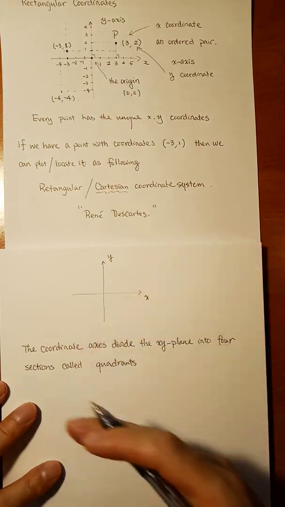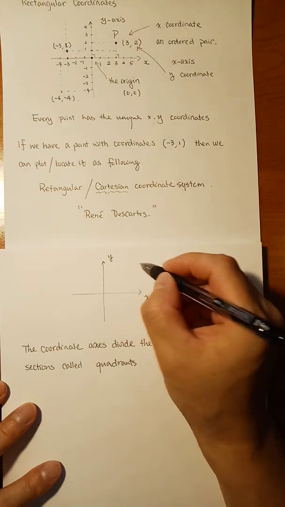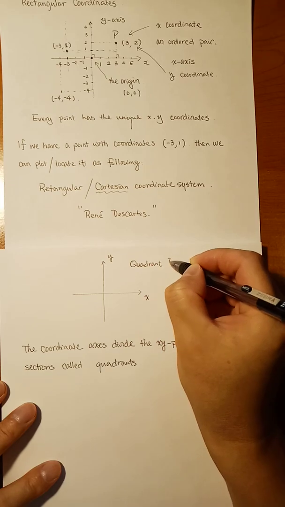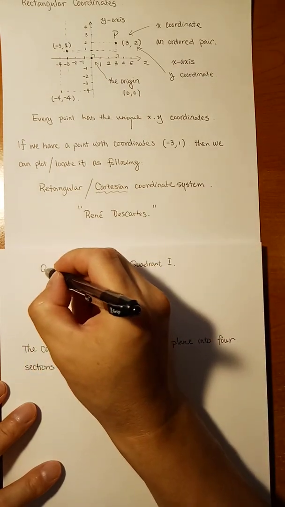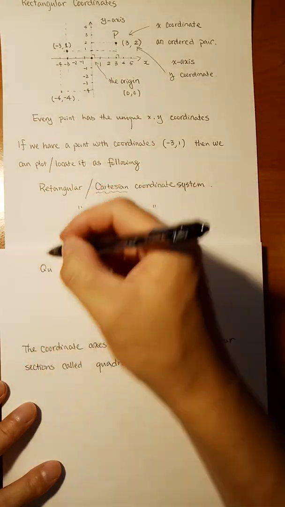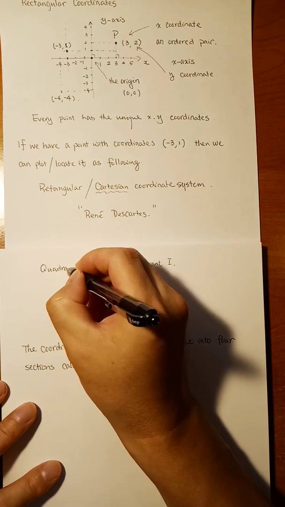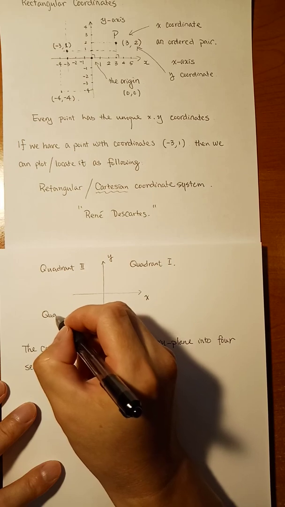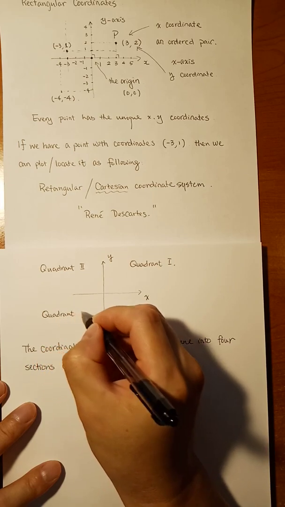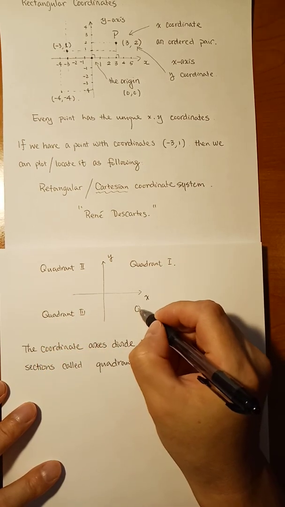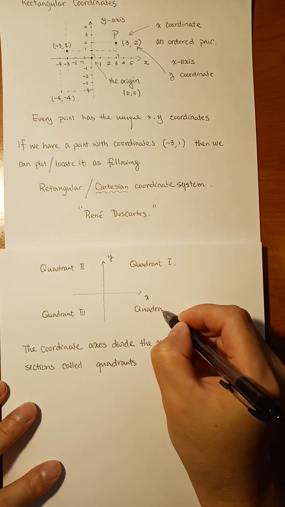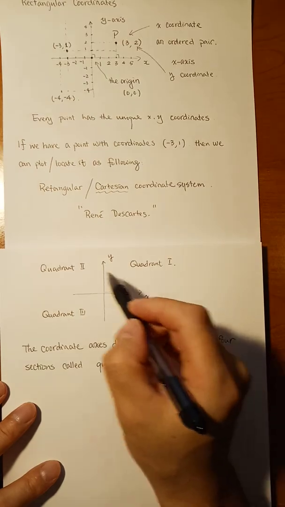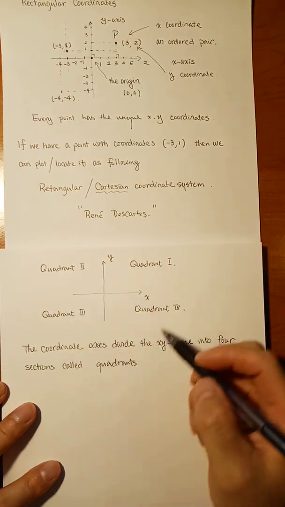You can name them and give them an order. This is quadrant 1. Here is quadrant 2, in so-called counterclockwise order. Quadrant 3, and quadrant 4. So 1, 2, 3, 4 quadrants.